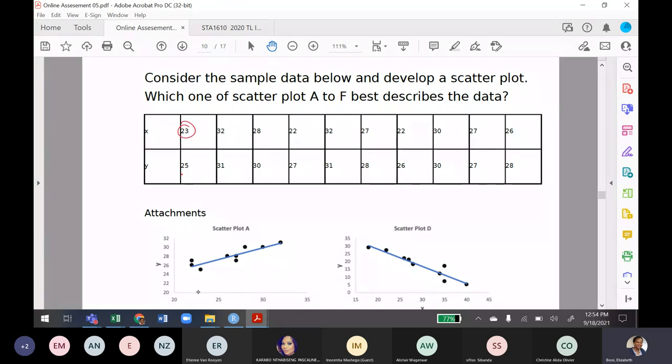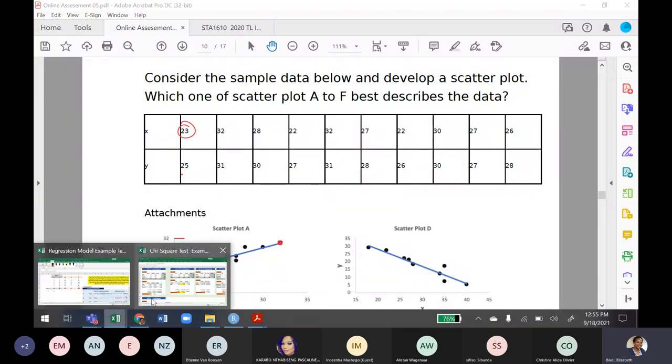23. So I'm just going to assume that this one is the one we're talking about. 32 and 31. 28 and 30. It's going to be very difficult to do this. Miss Liz, I have a suggestion.